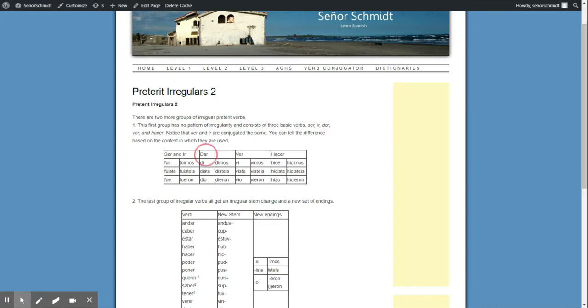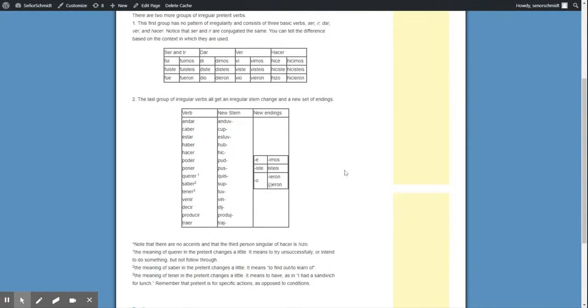The next verb is dar, which means to give, and it's an AR verb, but it has IR verb endings. It's kind of funky. Ver, same thing, it's just irregular. Hacer, it's got these irregularities. Just look at those and practice using them, and they'll stick. Unfortunately, there's no real pattern for these guys. But luckily, this next group of irregulars, there is a pattern.